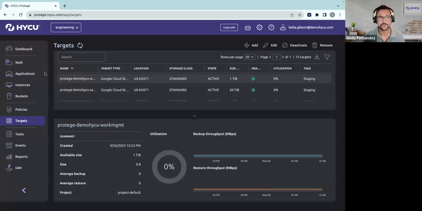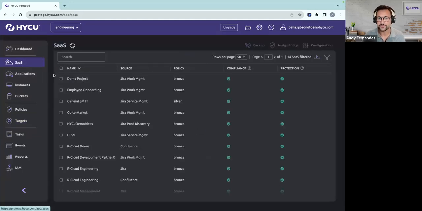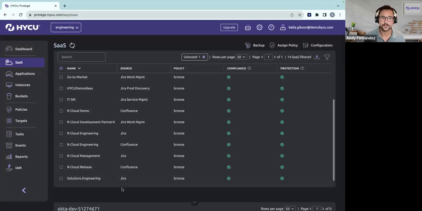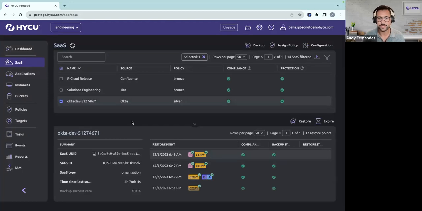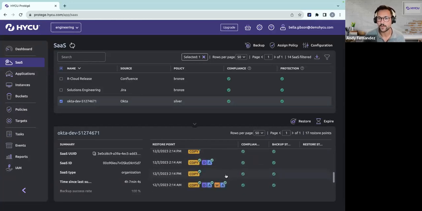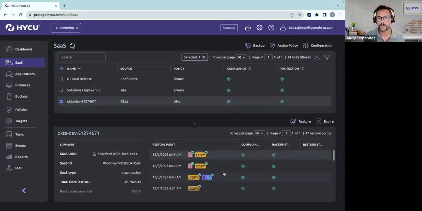Now, backup is easy. Moving data from one place to another is easy. The biggest differentiator of HYCU is actually the granularity of the restore. Let's grab Okta. Remember, Okta configurations, Entra ID, these are all highly targeted. With Okta, once you've assigned your backups, one, you have full view on your backup windows. Is everything working? What are the point in times that I can restore?